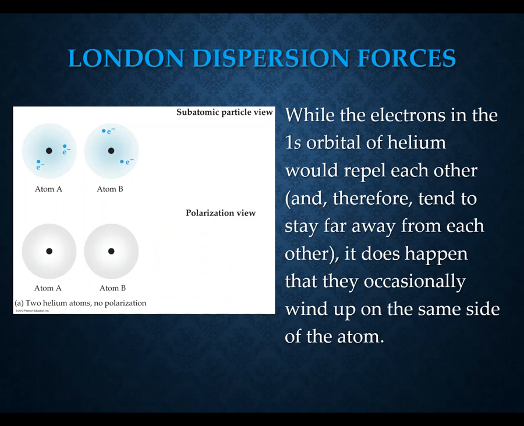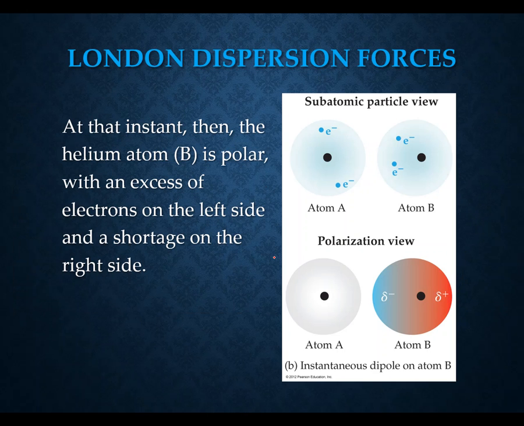For instance, in this particular example, we're looking at helium, and helium is very small, like hydrogen. It only has this 1s orbital, and it only has 2 electrons in the 1s orbital. For the most part, the electrons stay far away from each other, they repel each other, but it does occasionally happen where they end up on the same side of the atom. And when that occurs, something like this will happen. See how they've migrated over here together on that side of the atom.